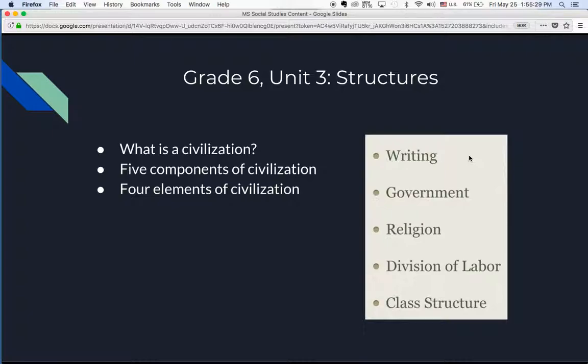In addition to these 5 components of civilization, we also focus on the 4 elements of civilization, which are the political, economic, social, and cultural aspects of that civilization. Some of the civilizations that we focus on are Mesopotamia, Egypt, and civilizations along the Fertile Crescent.